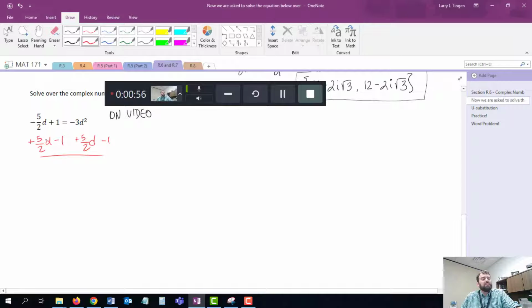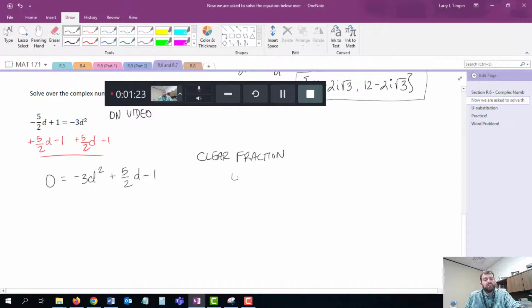It means adding 5 halves d to both sides and subtracting 1 from both sides. Everything on the left is going to go away. Zeros out, zeros out. And then on the right, I'm going to go in descending order of power, 3d squared plus 5 halves d minus 1. And let's make life super easy and clear the fractions.